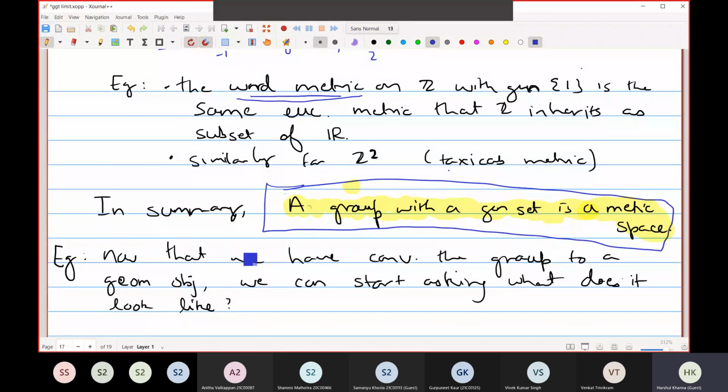Now that we have a convenient way to see a group as a geometric object, we can start asking various questions like what does a group look like? We will not discuss these now in our talk, but you can always ask these questions. What does a group look like, or how does a group look at the ends of it? For example, we had the infinite tree in the Cayley graph of F2, right?